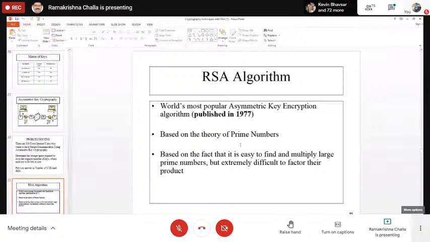And it is based, again, on the theory of prime numbers, right? What is the secret of this algorithm is this only. It is based on the fact that it is easy to find and multiply large prime numbers, but extremely difficult to factor their product. This is the challenge.